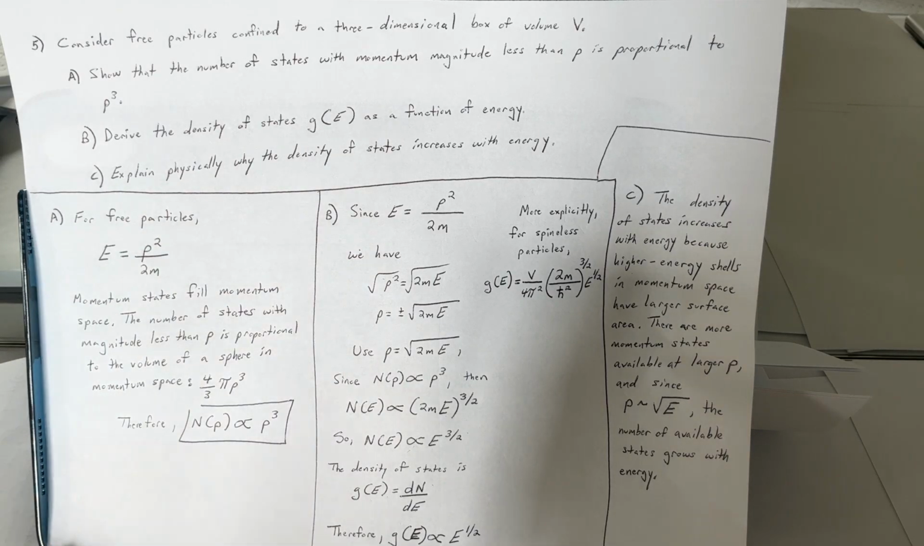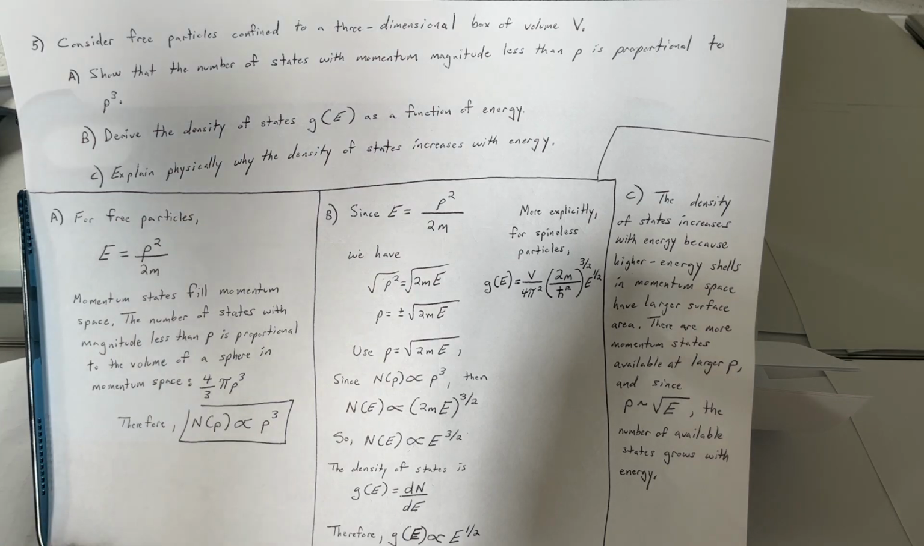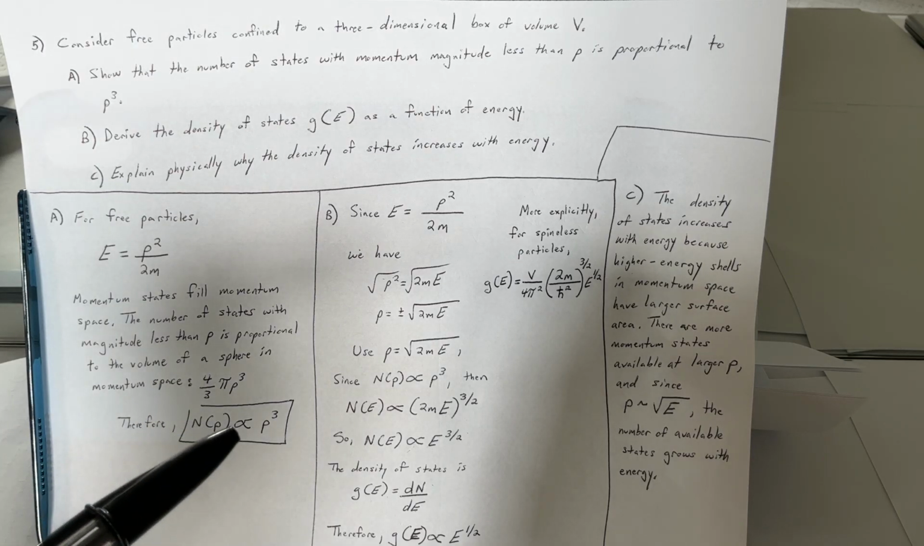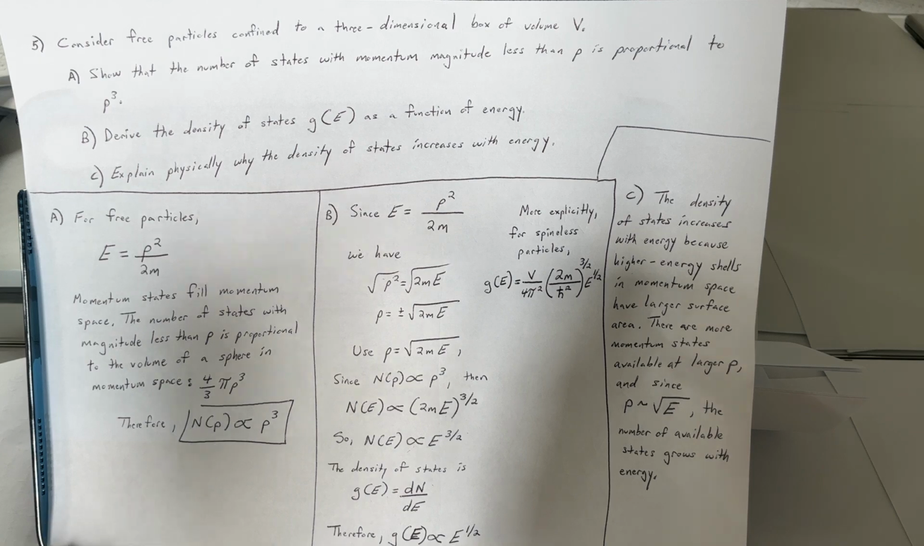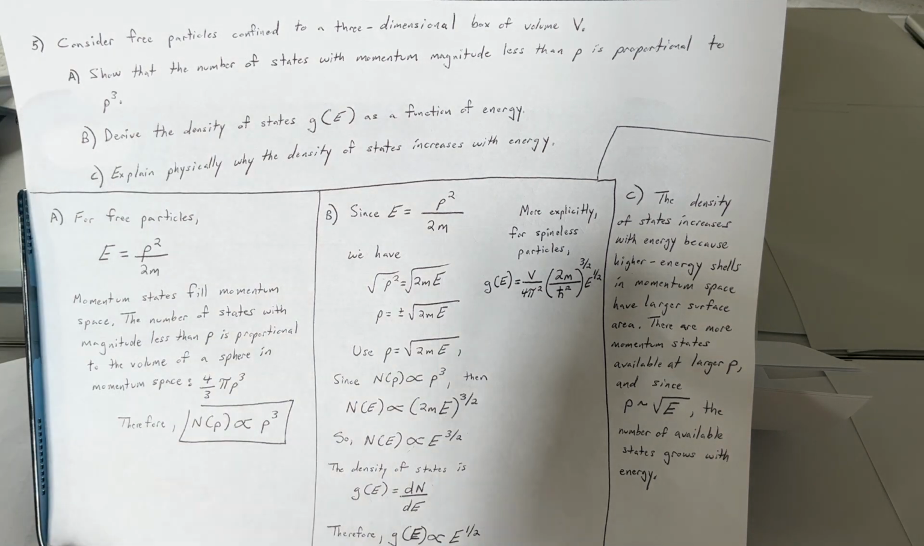What we could say is momentum states fill momentum space. The number of states with magnitude less than P is proportional to the volume of a sphere in momentum space. That volume would be 4/3 pi p cubed. Therefore, N of p is proportional to p cubed. Okay, moving forward to letter B, derive the density of states g of E as a function of energy.